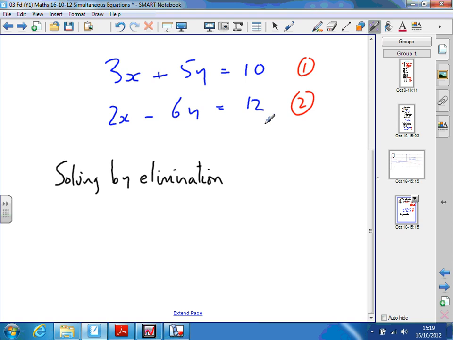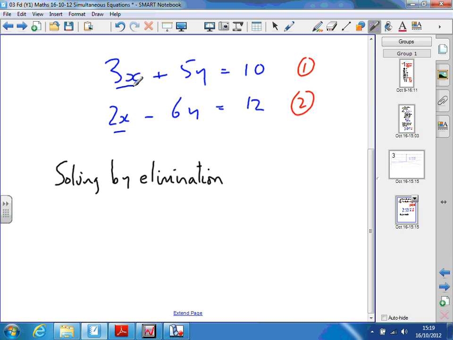Or I could think of a number that 5 and 6 go into, which would be 30. So times equation 1 by 6, and I'd get 30 lots of y. Equation 2 by 5, and I'd get 30 lots of y. Notice this time, though, that one is positive and one is negative, so to eliminate, I'd add them, because I'd have plus 30y and minus 30y. So I've got choices, okay? You look at it and decide which way is going to work most easily and conveniently for you. Probably I would try and get the x's the same, because that would involve smaller numbers. I've only got to times by 2 and 3.